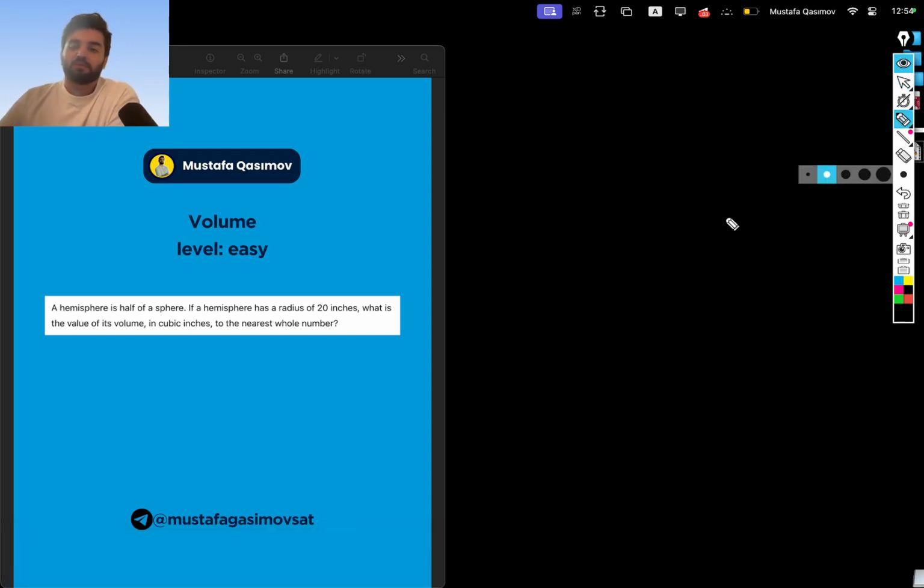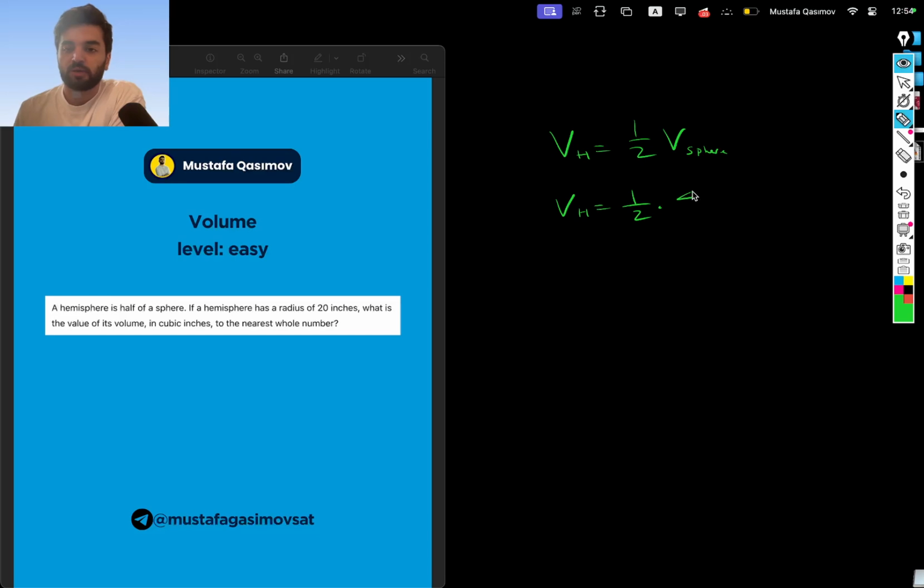Okay, let's start. We know some formulas are given in the SAT exam. Here, a hemisphere is equal to half of a sphere. So from here we just have to write it like that. Volume of hemisphere is equal to 1/2 multiplied by volume of sphere. And we know the formula of the volume of a sphere from the reference: 1/2 multiplied by 4/3 pi r cubed. Then we write 20 instead of r, and we write it in decimals. Then we will get this value.